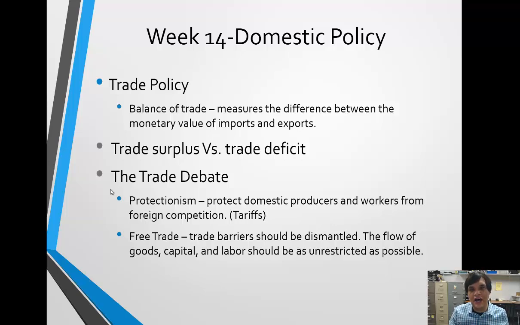Now that helps your economy because your consumers are actually buying domestic things, but it may hurt the economy overall because your consumers aren't getting enough cheap goods either. And that's where free trade really comes in. Free trade basically says that trade barriers should be dismantled.